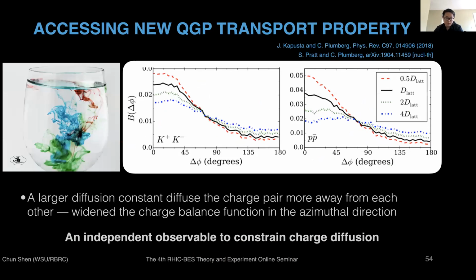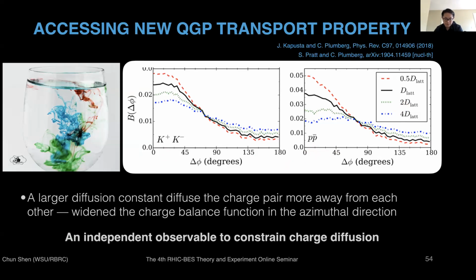Another direction to access this baryon diffusion constant is to look at the fluctuation of these charges. According to the dissipation fluctuation theorem, whenever you have diffusion effects for this charge, you will also need to include the event-by-event thermal fluctuation of producing these kinds of charge pairs. And then they will eventually imprint into these balance functions for K plus K minus or proton antiprotons. This work is proposed by these people.